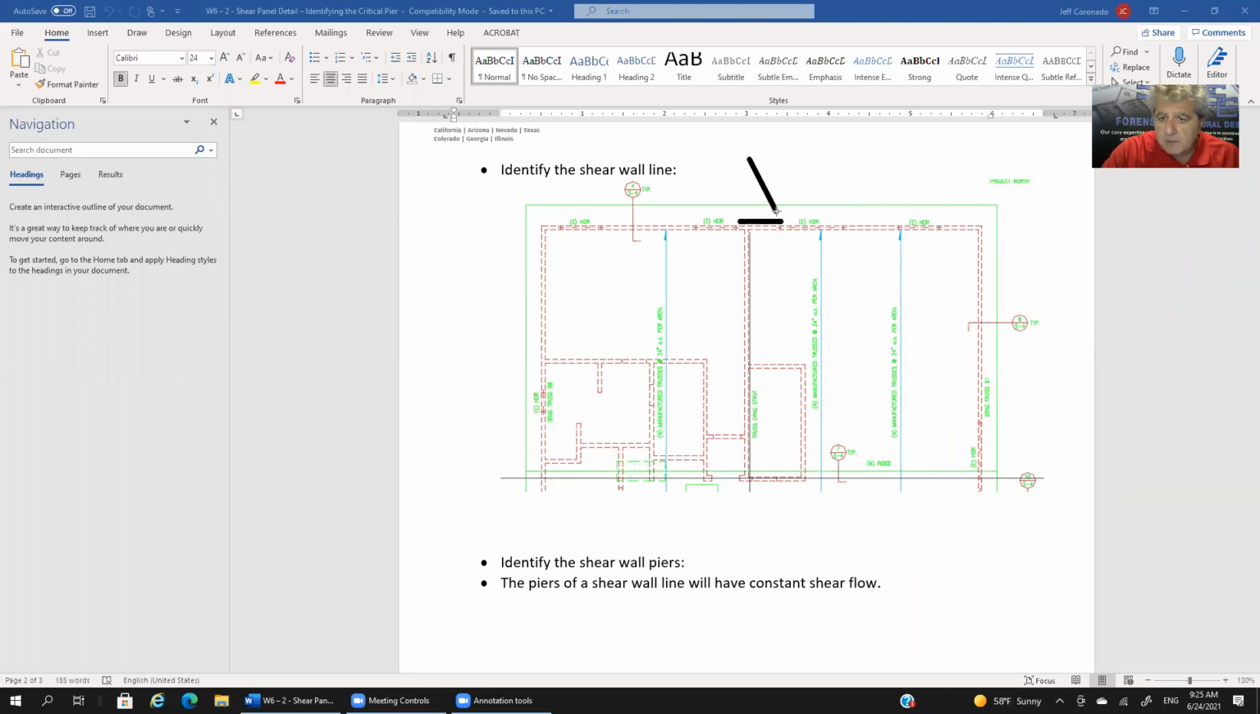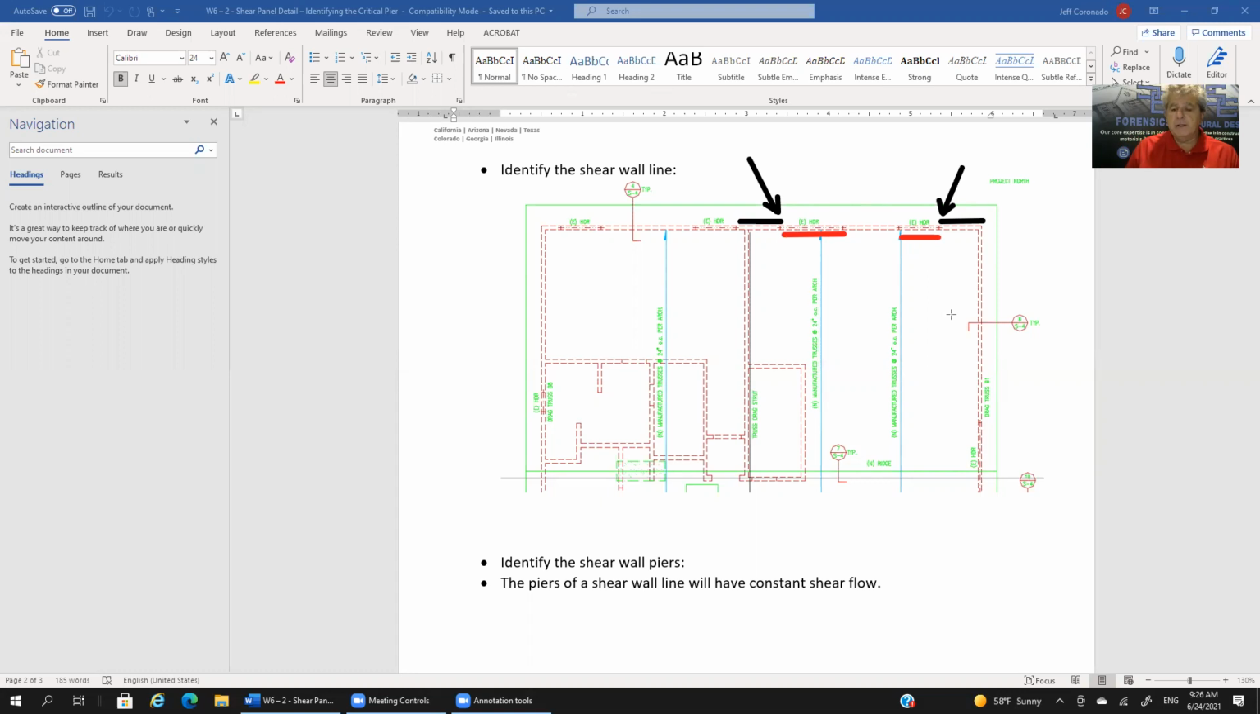That would be this one or potentially this one. Take a look at it. I'll give you a second and you tell me which one you think might be the most critical uplift condition. Tell me how you think this plays a role in what we're looking at. Those are headers, right? What's a header?